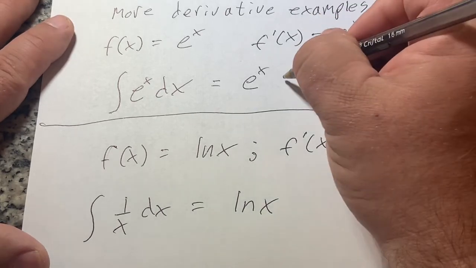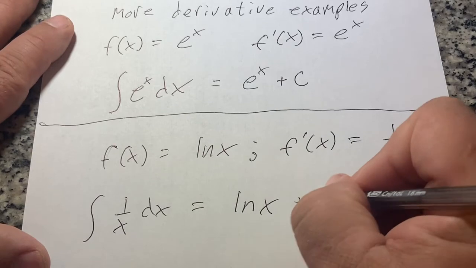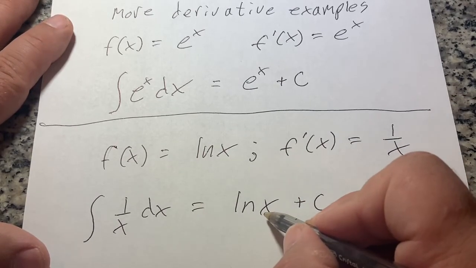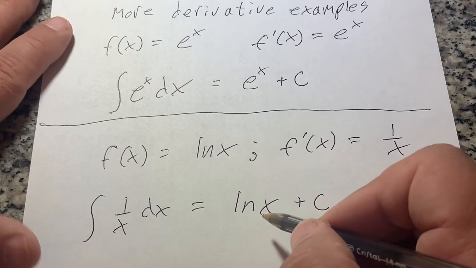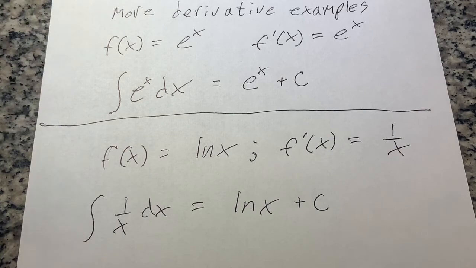Now I made a mistake in both of these examples. I forgot to come back and put the plus c. I have to come back and put the plus c. Some textbooks make you put absolute value bars around the x because you're not allowed to take the natural log of a 0 or a negative number. So it's kind of tricky.